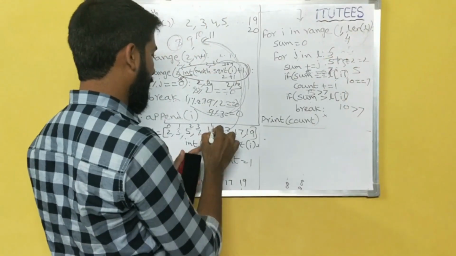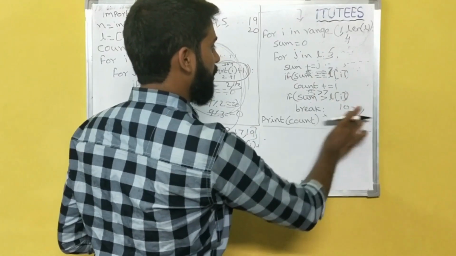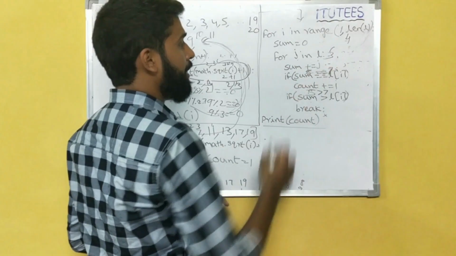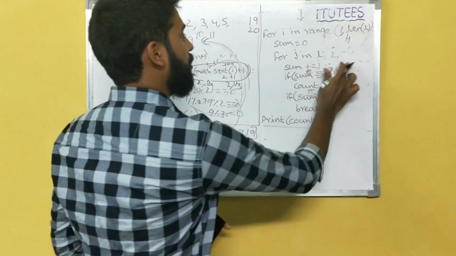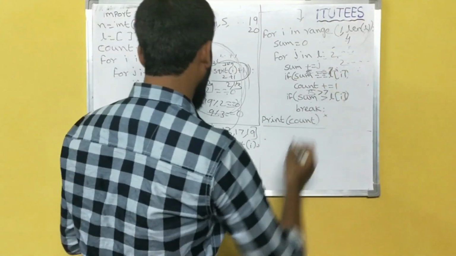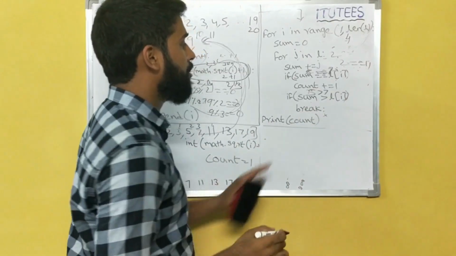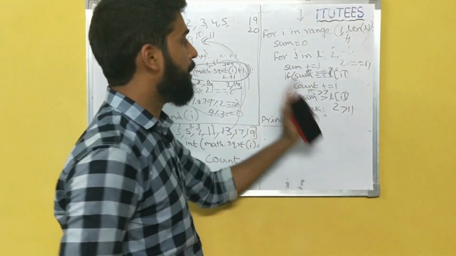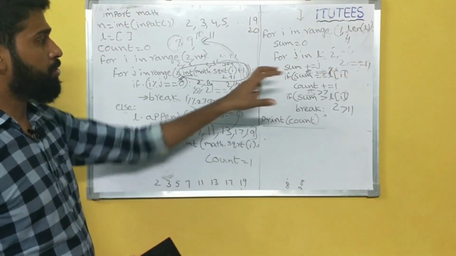Next I becomes 4. What is the L of 4? 11. Again sum equals 0. J in L. What is the j in L? 2. Sum equals 2. Sum equals L of I? 2 equals 11. False. Sum 2 greater than 11? False. Break. In this way we can run these two loops.